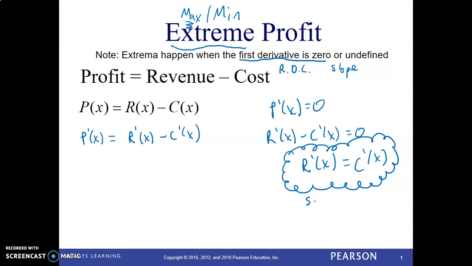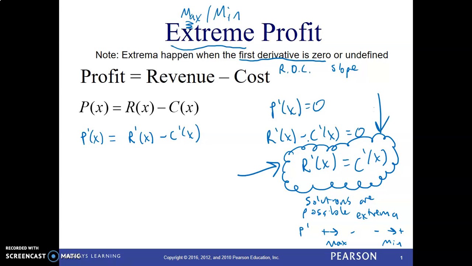Now, when we solve this, the solutions are going to be the possible extrema. Remember that you still have to look for P prime either going positive to negative, which is what we're looking for with maximum profit, or if it went from negative to positive, that would be minimum profit. Now, we're not going to go through any examples all the way because the main thing that you need to take away from this video is just that you are going to find the extreme profit, the max or the minimum profit, when R prime of x is equal to C prime of x. So the rate of change of the revenue is equal to the rate of change of the costs.